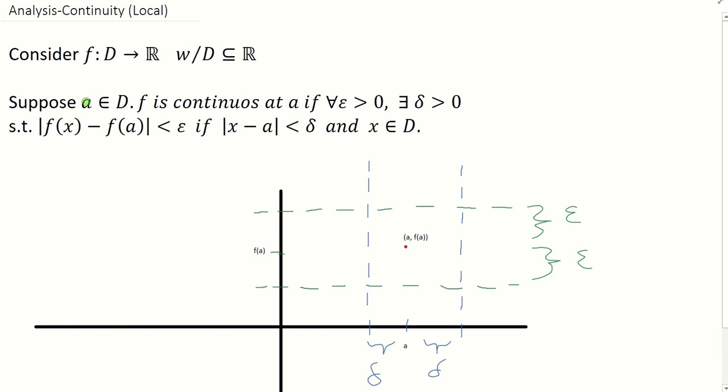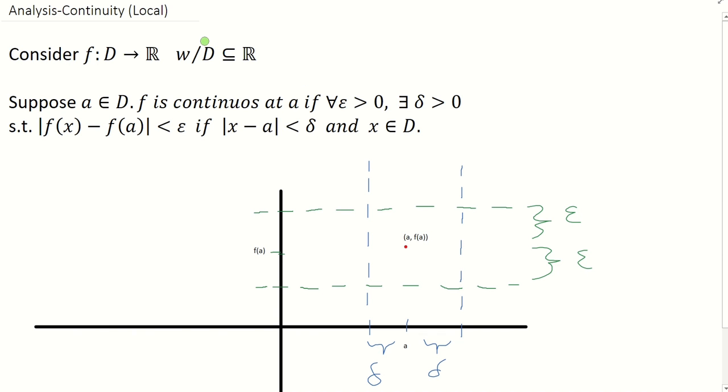So now let's suppose we have some A that's in our domain. So f is said to be continuous at A if for any arbitrary epsilon greater than 0, there exists a delta greater than 0 such that |f(x) - f(A)| is always less than epsilon if |x - A| is less than delta, and that x is in D.